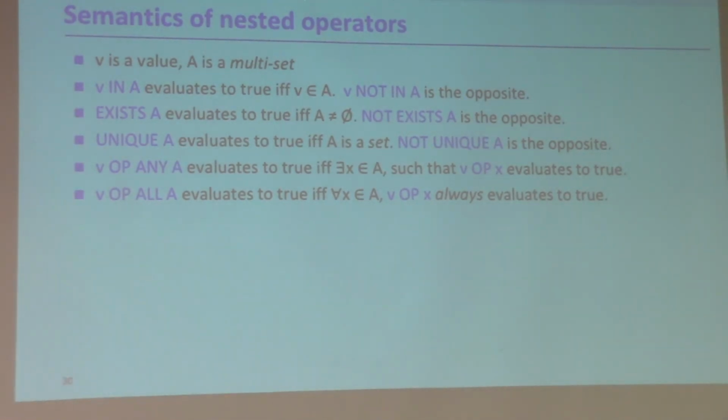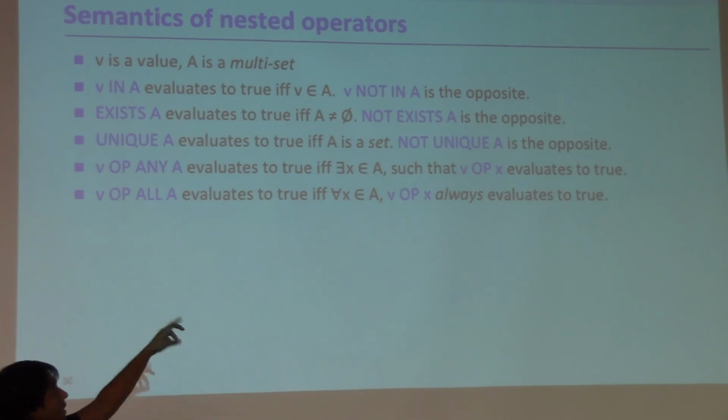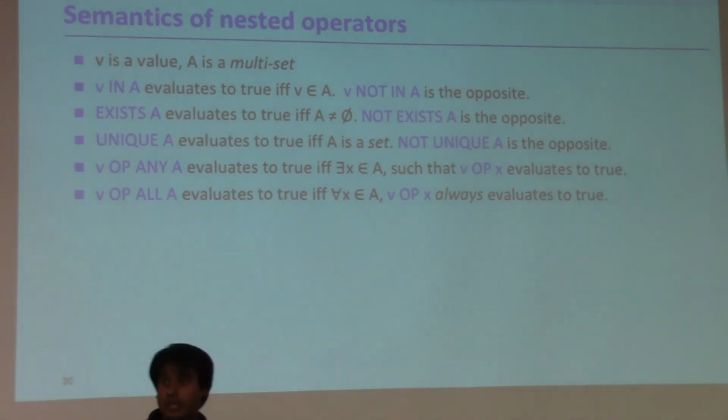Okay? And V operation any. So I have a greater than or equal to operation over there. So this OP stands for any mathematical comparison operator. Any evaluates that at least it should be true for any one of them. And for all, it should be true for all of them.